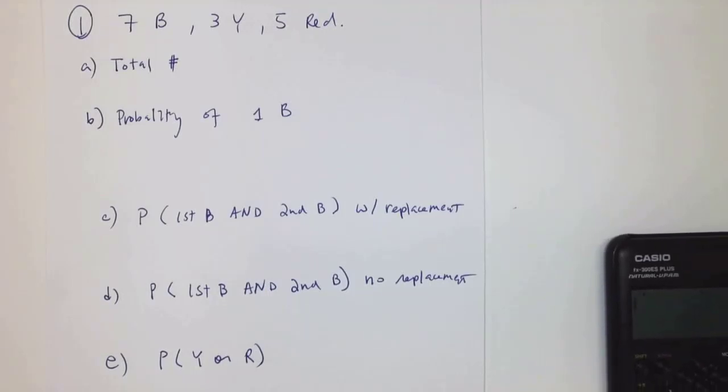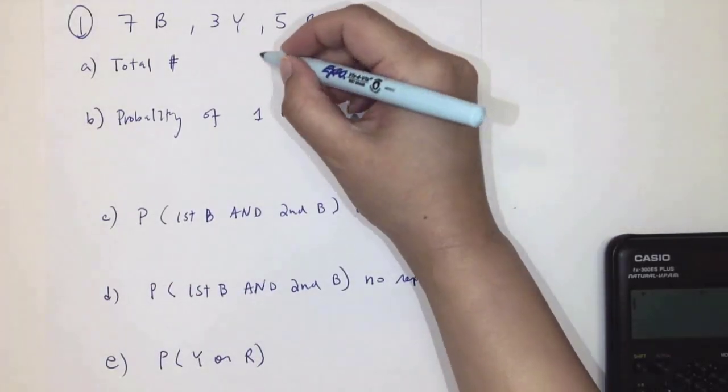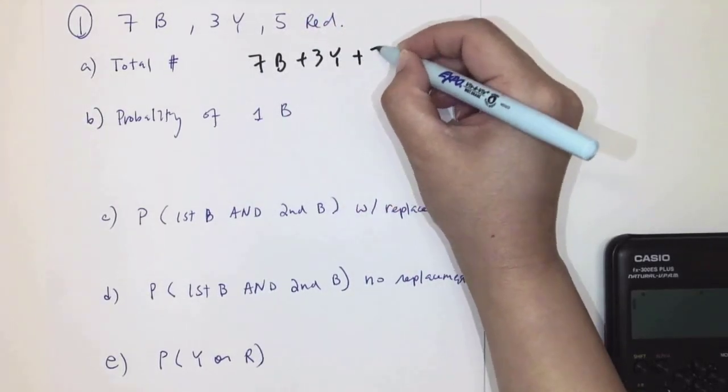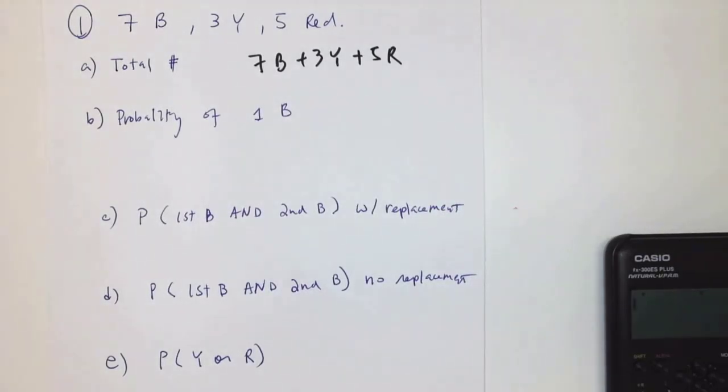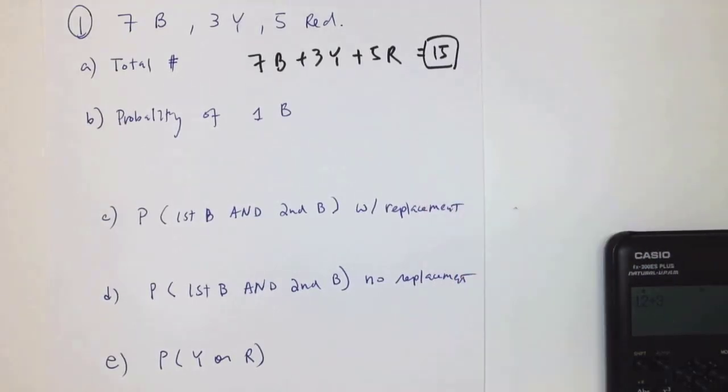Okay, totally how many different marbles? They ask you to show the steps, so we just add them up, right? 7 blue plus 3 yellow plus 5 red. What did you say? 15 total, right? Everybody okay with that part? Add them together.